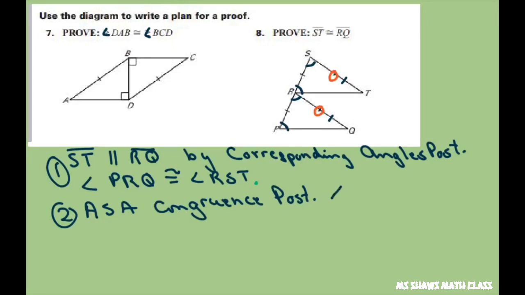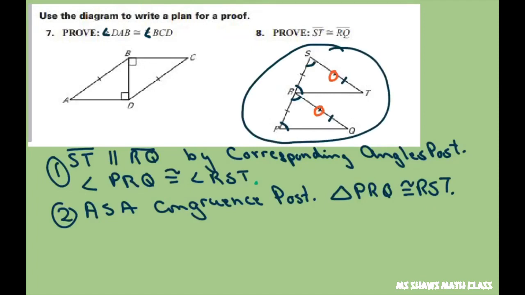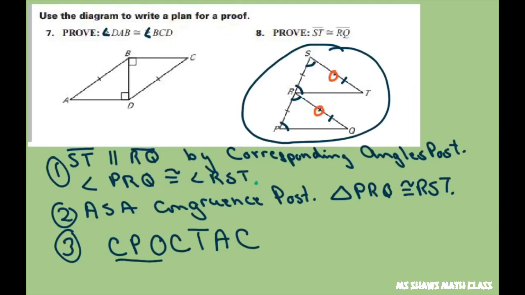So triangle PRQ is congruent to RST. Then we're going to use the fact that, since our triangles are already congruent here, then we can use the fact that corresponding parts of congruent triangles are congruent. And you just write it like that.